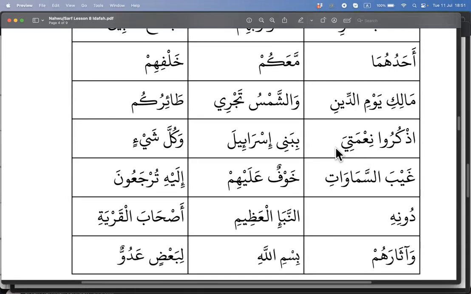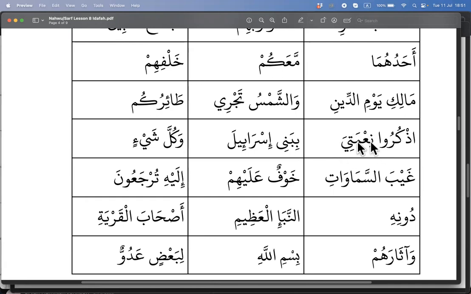No, until the ta, I think. Until the ta, and then the ya? The ya is an attached pronoun. So again, it's mudaf, mudaf ilayhi. That's what you say? Yes, that's what I think. Okay, good guess. This is mudaf ilayhi. That is correct.